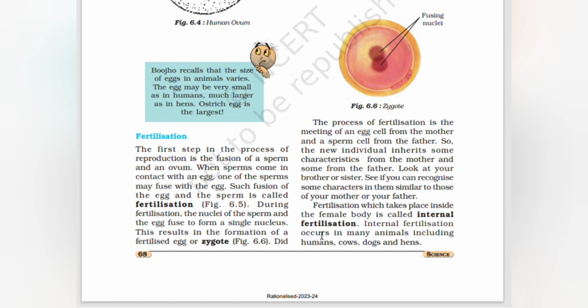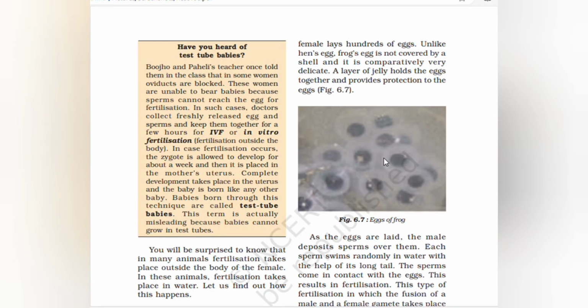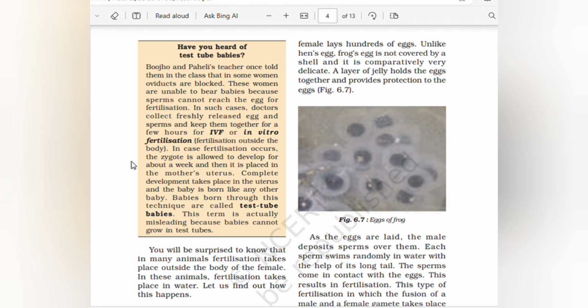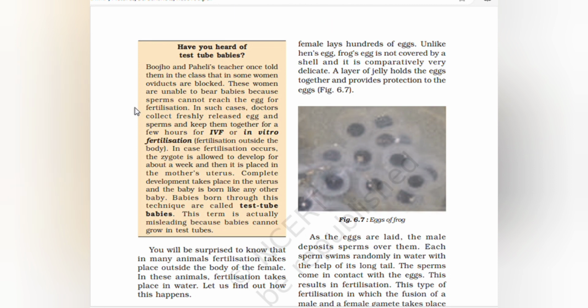Fertilization which takes place inside the female body is called internal fertilization. Internal fertilization occurs in many animals, including humans, cows, dogs, and hens. Have you heard of test tube babies? Boojho and Paheli's teacher once told them in class that in some women, the oviducts are blocked. These women are unable to bear babies because sperms cannot reach the egg for fertilization.